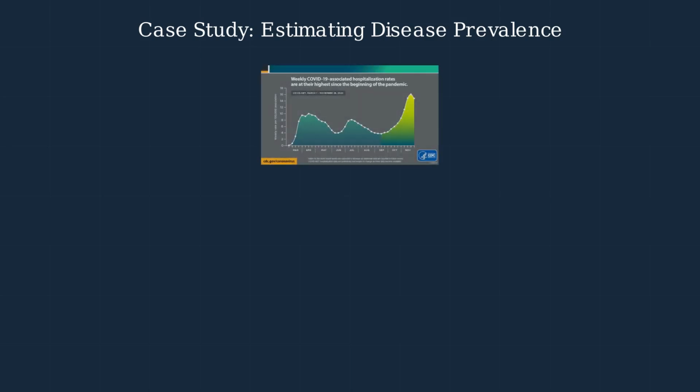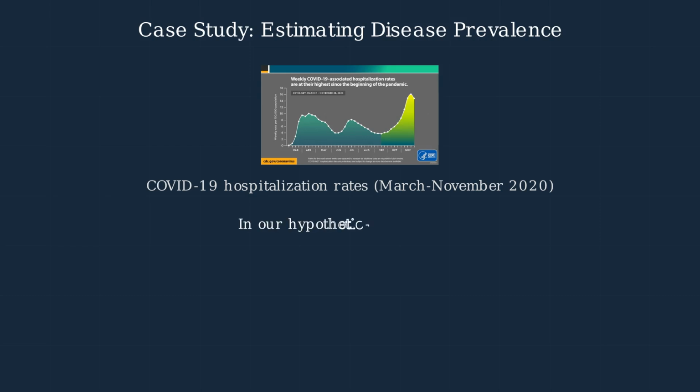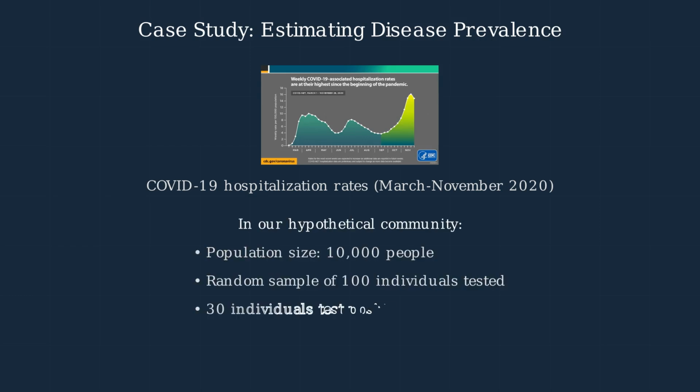To ground our discussion in reality, consider COVID-19 prevalence estimation, which was critical during the pandemic. Testing data helped update initial prevalence estimates. For our case study, imagine a community of 10,000 people. We test a random sample of 100 individuals and find that 30 people test positive for the disease.